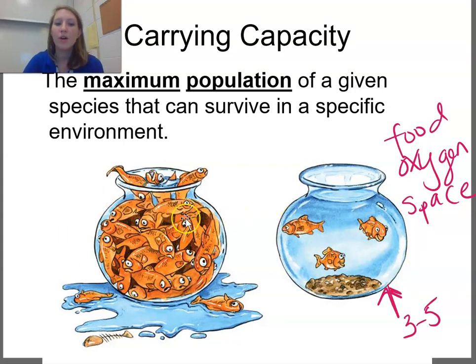If we look over here though, this is way too many. We have fish that can't even fit, they don't have enough space. They definitely don't have enough oxygen in the water. We have some that have fallen out and died. They have gone over the carrying capacity of their environment.